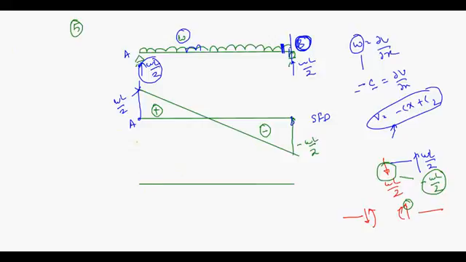Now let's talk about bending moment diagram. It is very simple. A point is pin joint, so you are having zero bending moment at A point. B point is roller, again zero bending moment at B. So it is 0 here and 0 here. Now your V is equal to dM/dx.